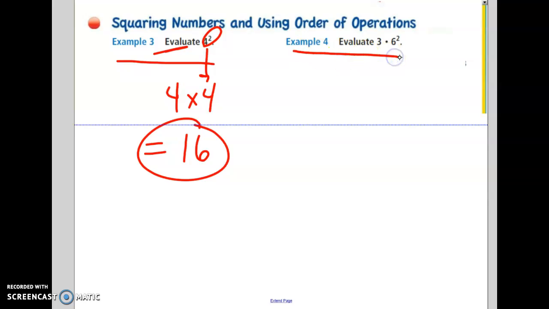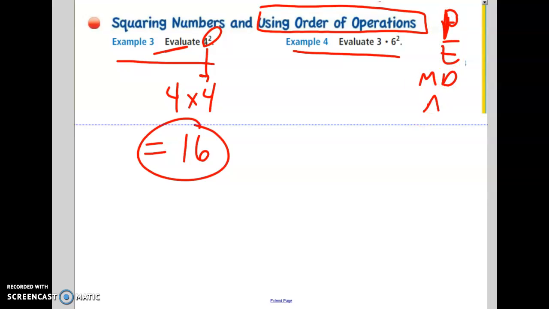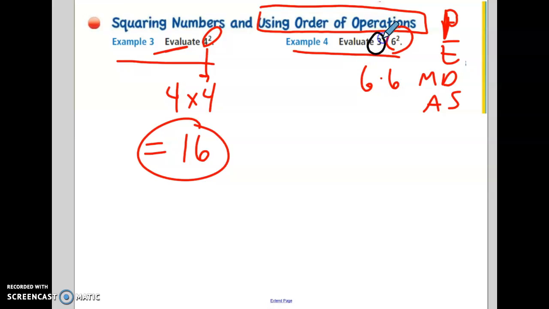Now, this one gets a little bit more complicated because it's got 2 operations happening, and we are supposed to use the order of operations, which remember is parentheses first, then exponents, then multiply, divide, then add, subtract. So if in this example we see exponents, we are going to do that first. And so 6 squared is 6 times 6. I'm going to go ahead and copy down this times 3 at the beginning.